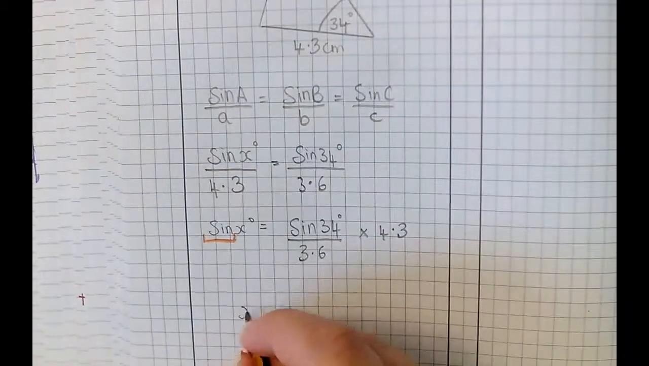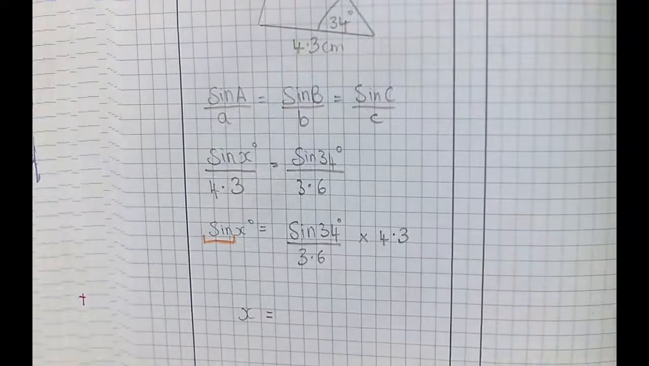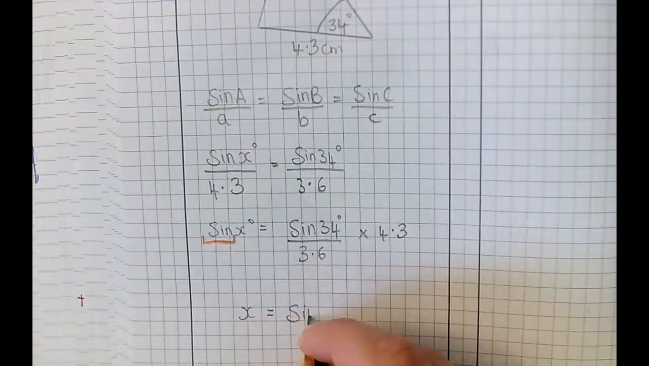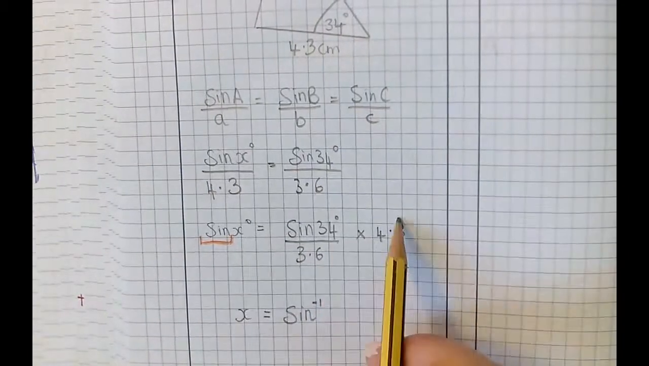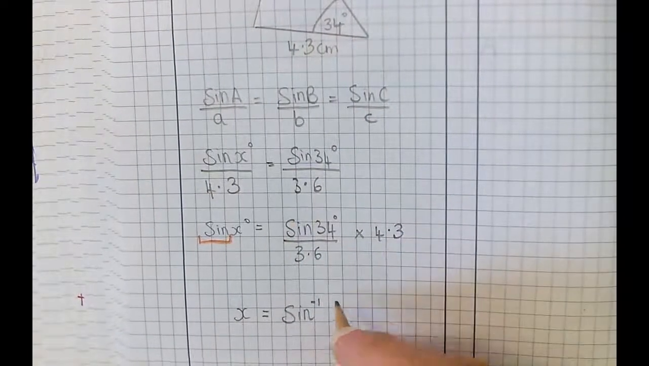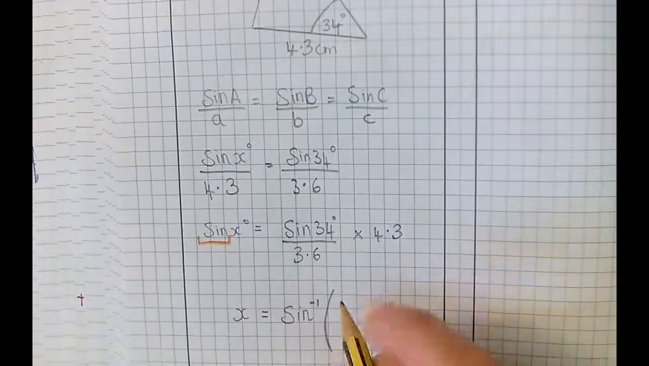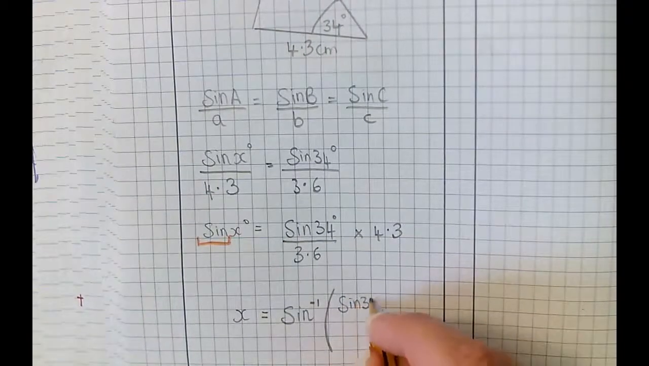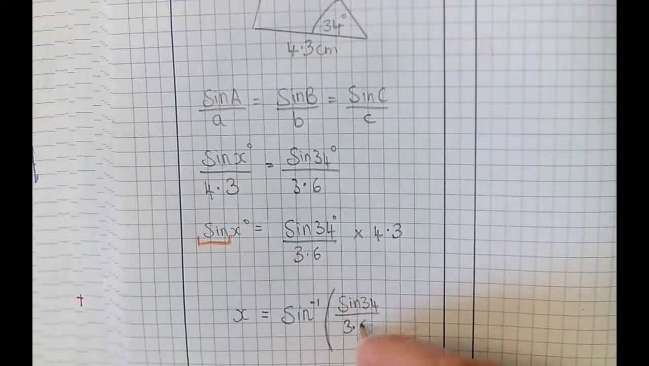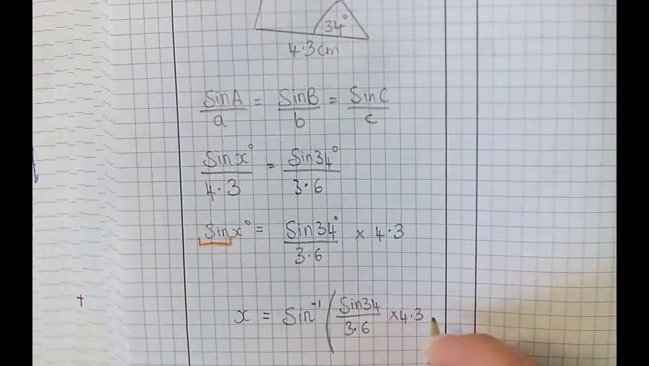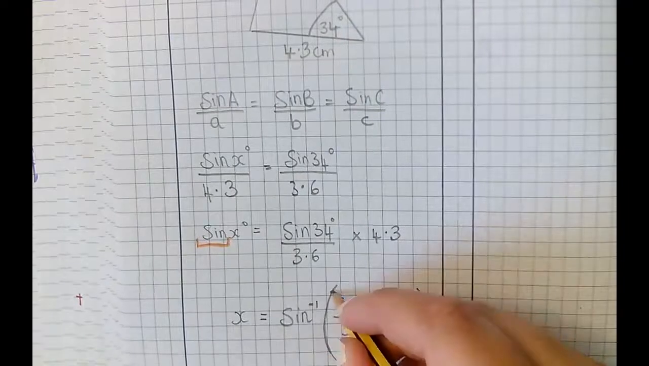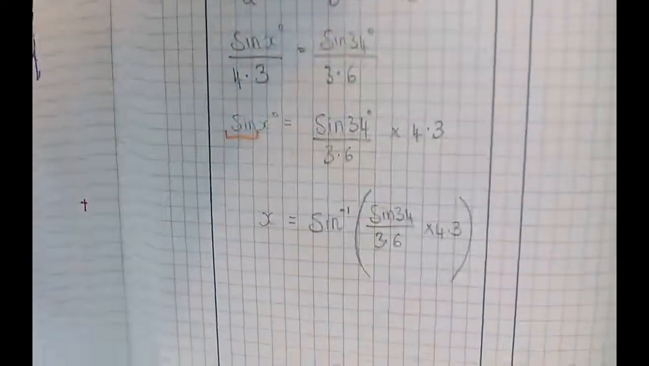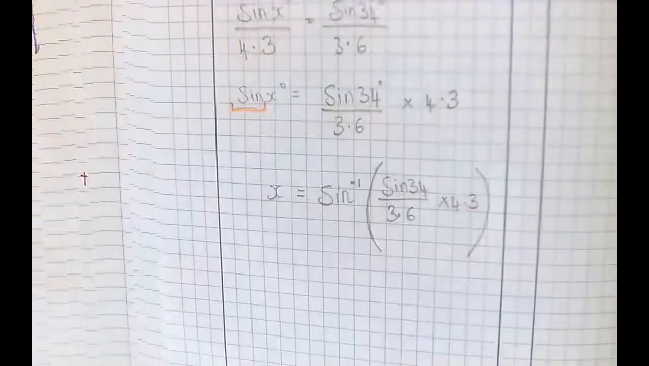And this is what it looks like, and this is how you need to show your working out. So x is equal to inverse sine, it's sine to the power -1 of all of this. So I can just simply write it all as it is in a fraction. So that's what we have so far. Now that looks very complicated.